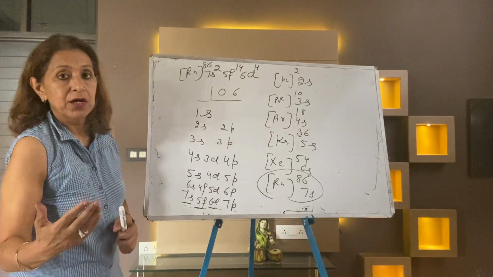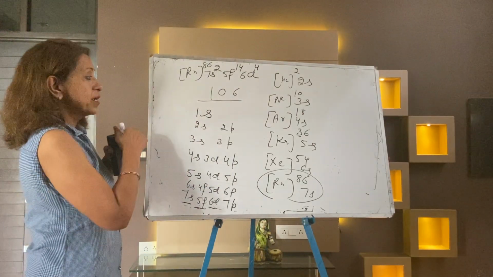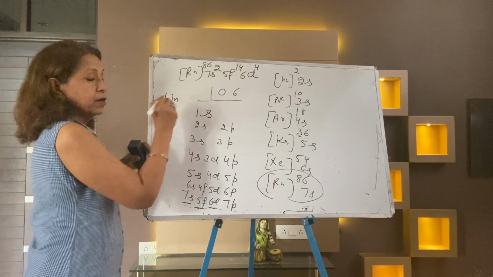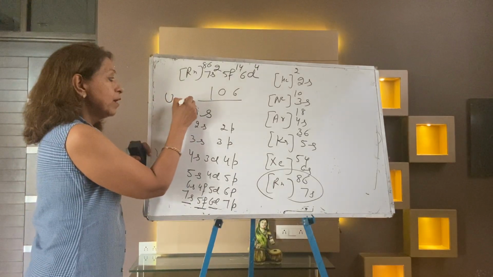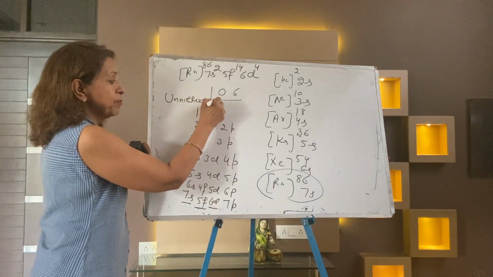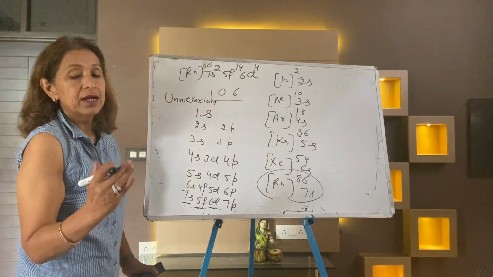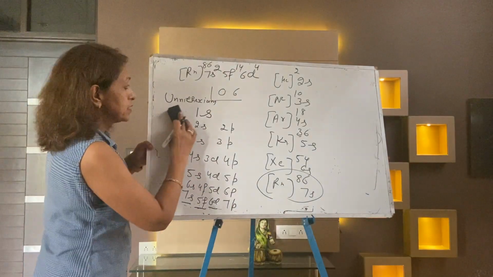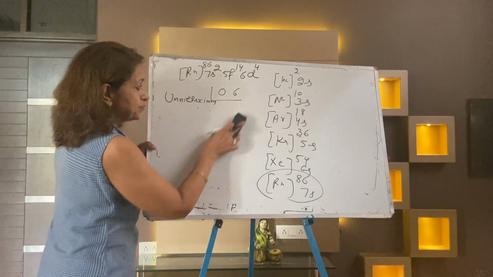Now let me check the options. And what's the name? 1 for un, 0 for nil, 6 for hex, and ending in ium. So we say unnilhexium. Now let us check the options.